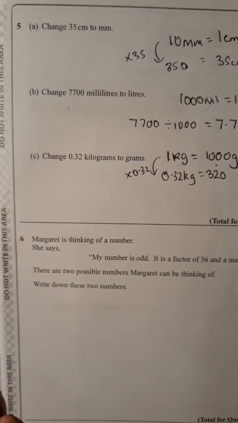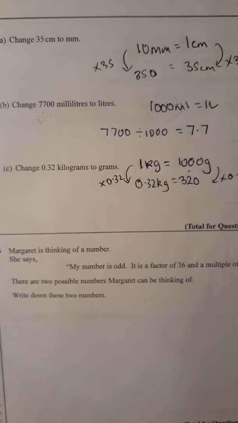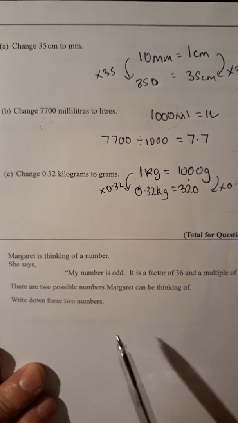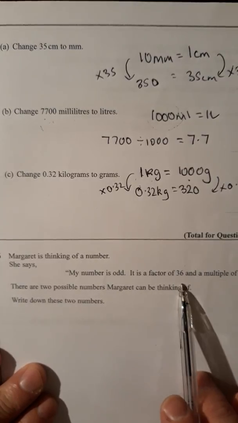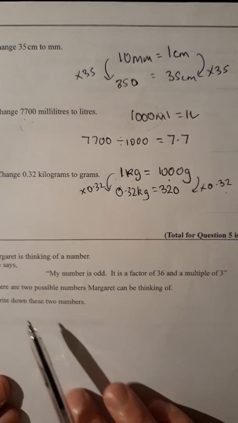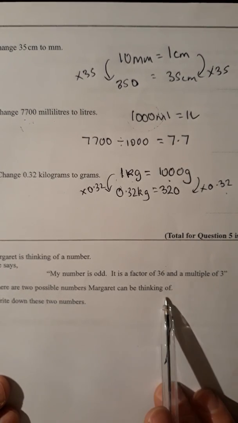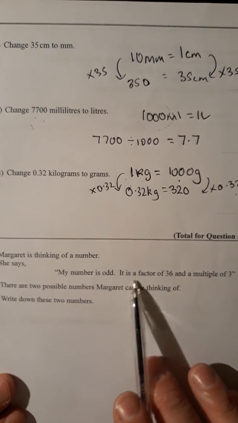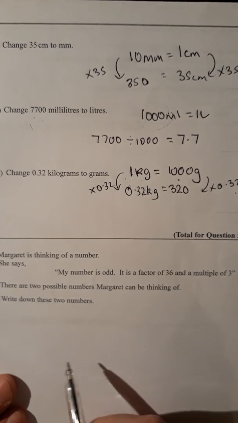Question 6. Margaret is thinking of a number. She says, my number is odd and it is a factor of 36 and a multiple of 3. There are 2 possible numbers Margaret can be thinking of. Write down these 2 numbers. My number is odd. It is a factor of 36.